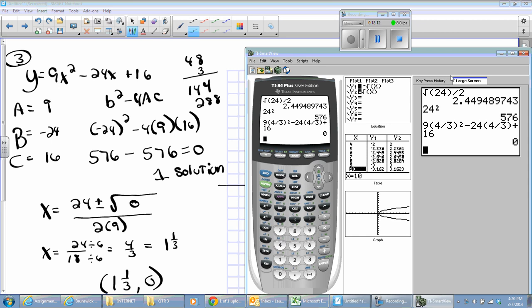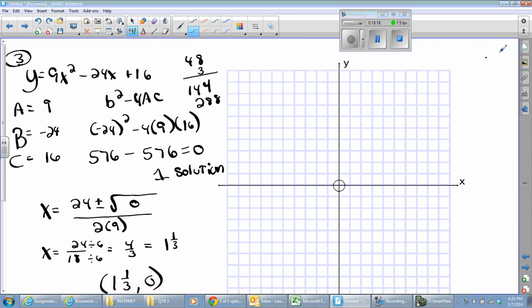I knew that because my discriminant was 0, that the only solution I get would have a y-coordinate of 0. It's going to sit on the x-axis. So let me put it on the x-axis. 1 1/3 is right there. Now, I need some points. I can't draw my parabola yet. So I'm going to make an input-output table.